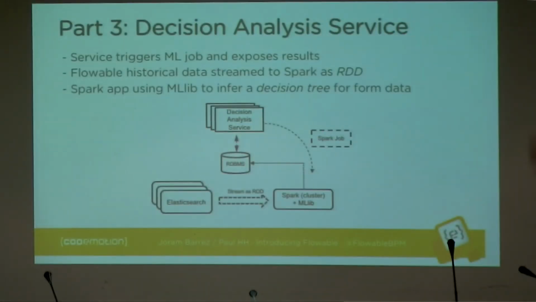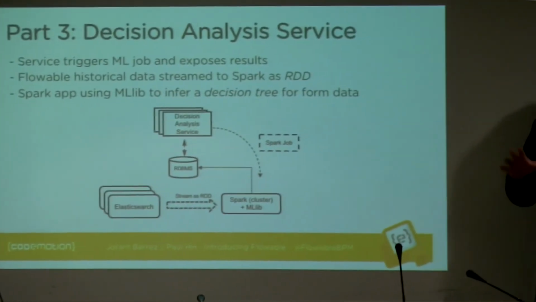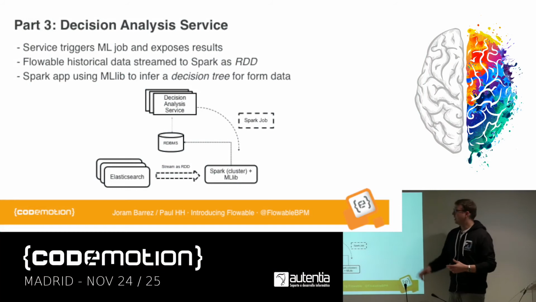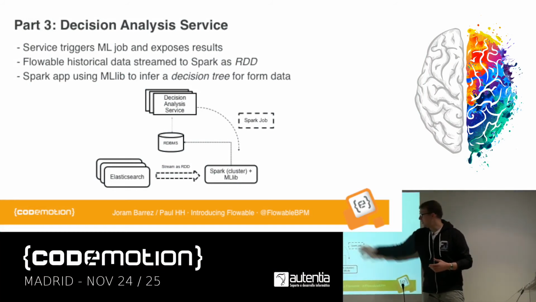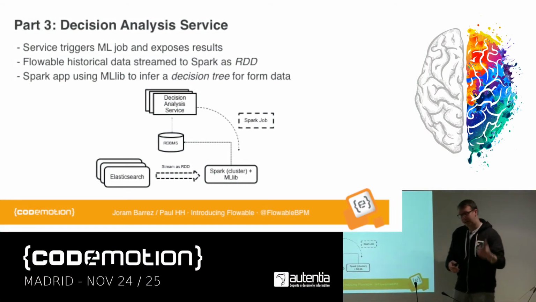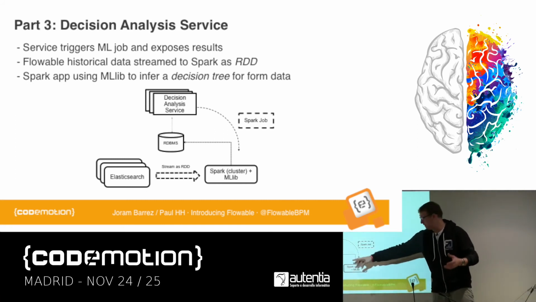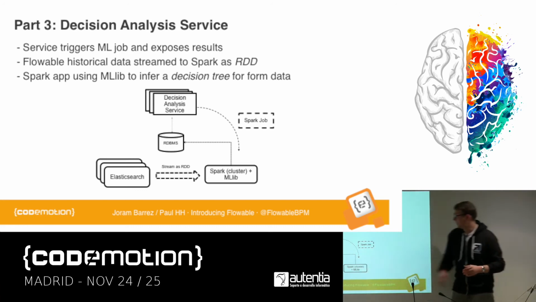So we're now generating all of these processes. We're generating lots of data. We're listening to them. We're pumping it into Elasticsearch. Our data is now in Elasticsearch. Next step is now we're going to do some fancy stuff with it. So we're going to have what we call the decision analysis service. We're going to periodically check for process definition changes, and we're going to use the data in Elasticsearch, again, in a very efficient way through the integration with Elasticsearch and Spark.